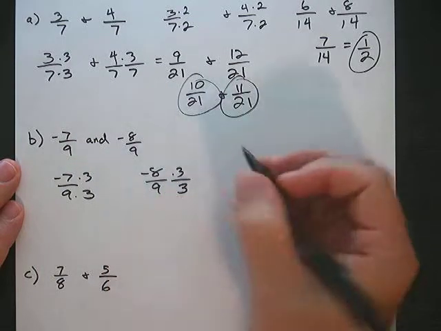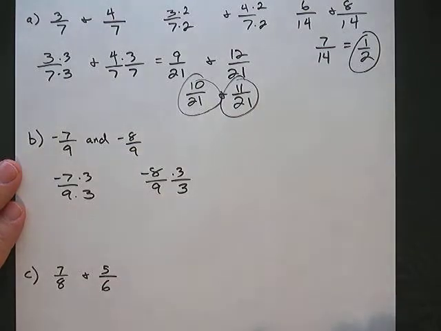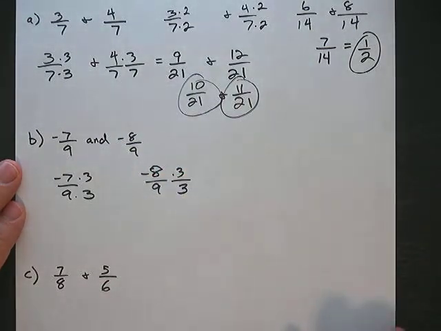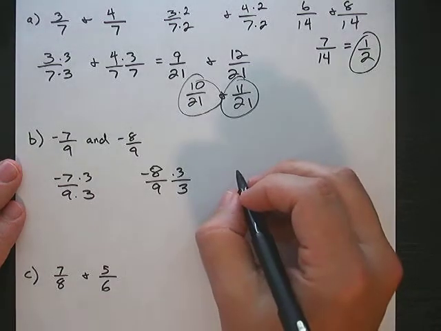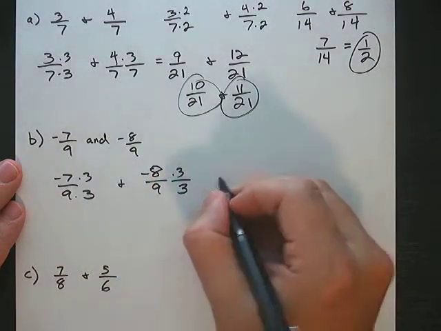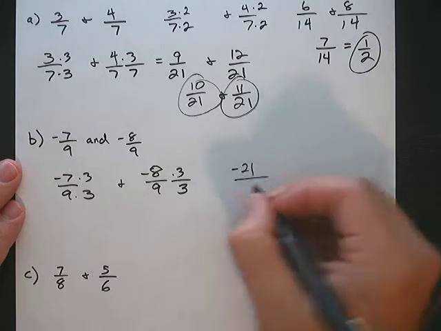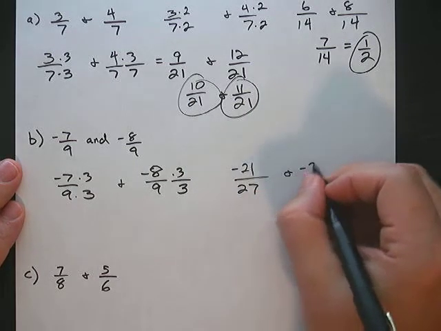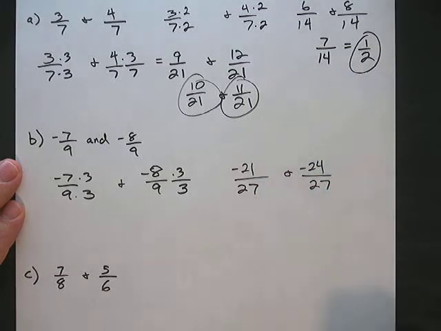So -7 over 9 times 3 on top and bottom, and -8 over 9 times 3 on top and bottom. And you may be wondering, what's this negative sign going to do? What is it gonna change? Well, no, it's not going to change things at all. We're still going to go through the exact same process. So this becomes -21 over 27 and -24 over 27.